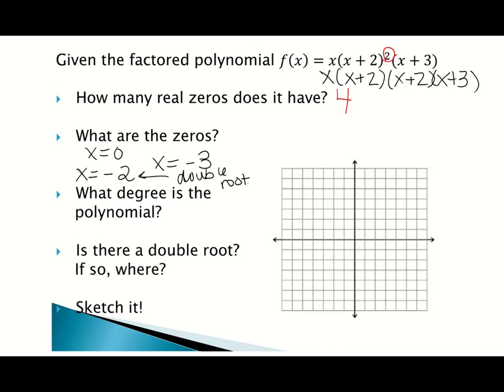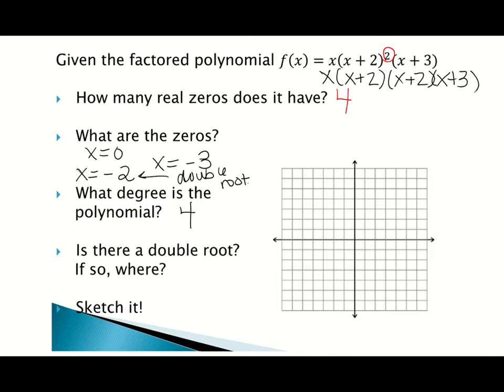So what degree is this polynomial? We have 1, 2, 3, 4 zeros, so it is of degree 4. Just because it's a double root doesn't mean it just counts as 1. It's a double root, so it's 2 zeros, so it counts as 2.